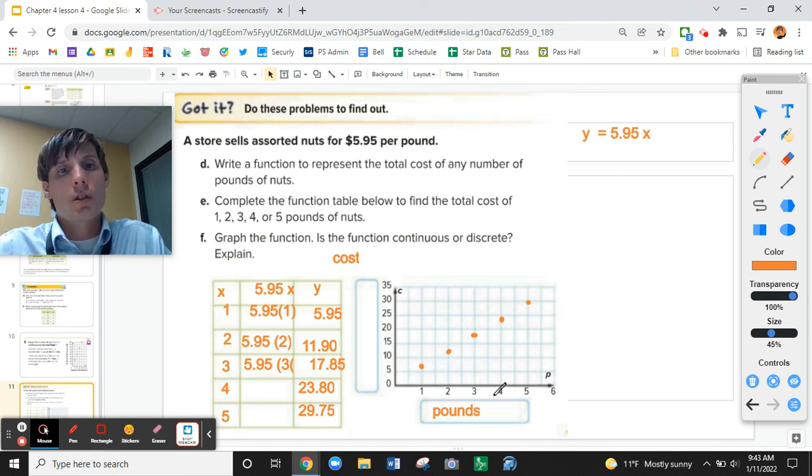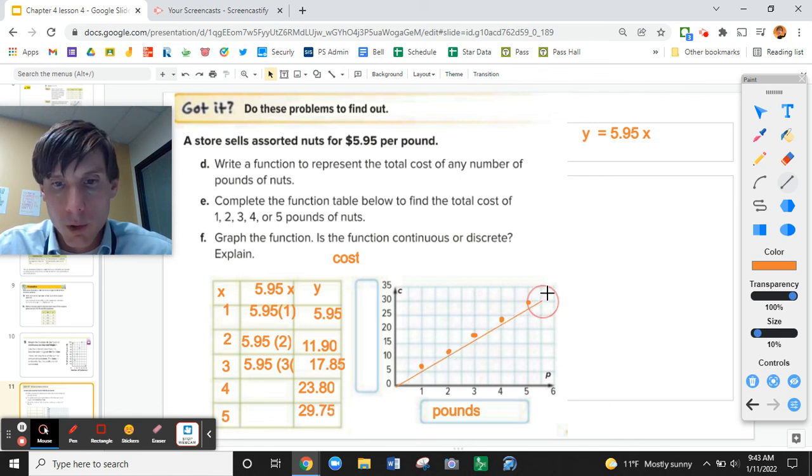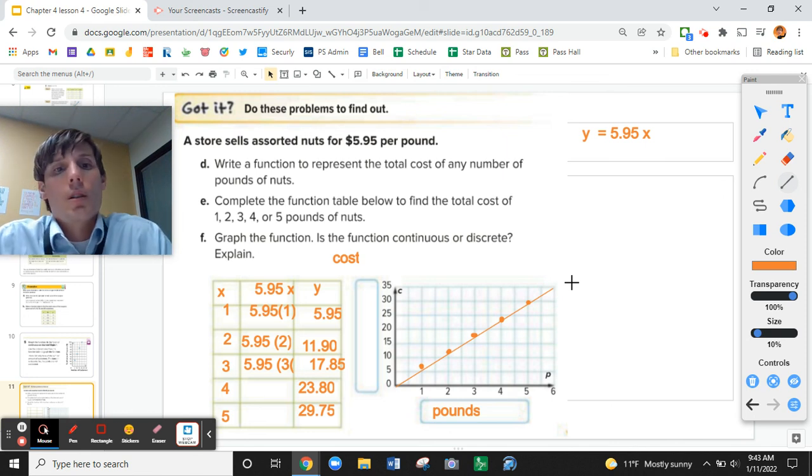Is it continuous or discrete? Well, this would be continuous because you could buy half a pound of nuts. If it was discrete, that would be impossible. But here, yes, you could buy half a pound of nuts. So we could connect it with a straight line if we so wanted, because we're talking about all those numbers in between as well. Okay, like so. All right, kind of making sense, hopefully.